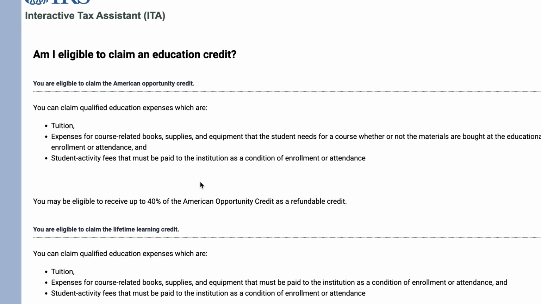So you can claim qualified expenses related to this on the American Opportunity Credit side. You would be able to claim up to 40% of the American Opportunity Credit as a refundable credit, which means even if your tax liability were reduced to 0, the refundable portion could actually reduce your tax liability to a negative number, meaning that you would get a tax refund even if you did not pay tax.